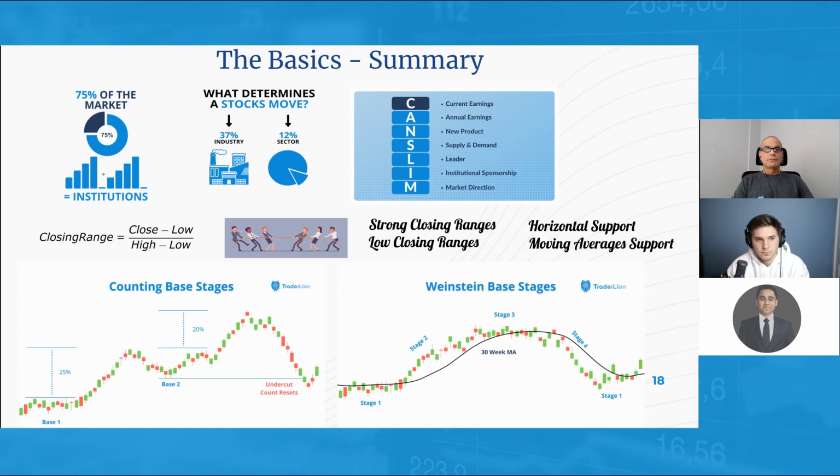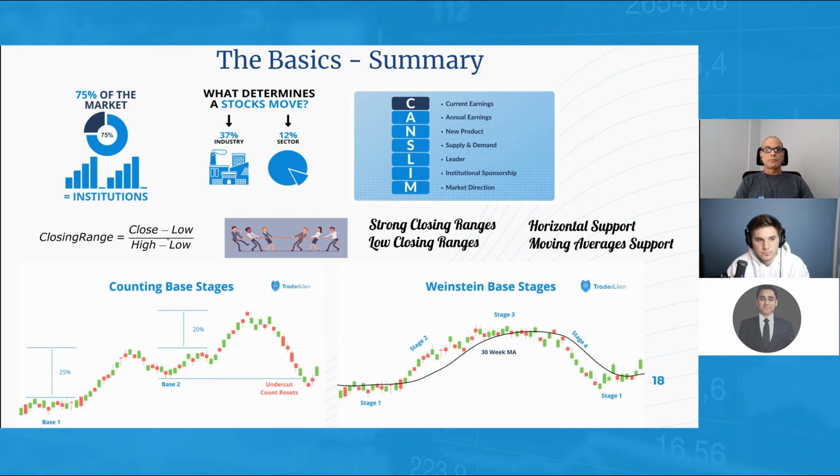So 75% of the volume is institutions in the market. A stock moves based on the trend of the market, which is our M in CANSLIM. The stock also moves based on 37% of its move being which industry it's trading in, and then 12% on which sector. So we want to be in the right groups. And then the CANSLIM methodology really allows us to hone in or narrow our field of vision to those particular stocks. The next thing that we discussed is the close being important.